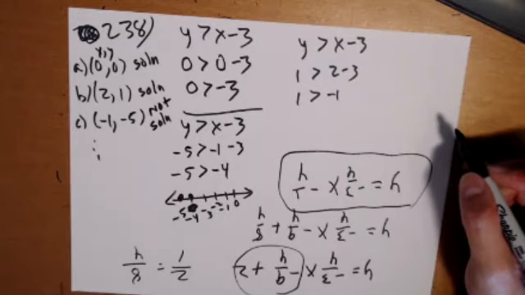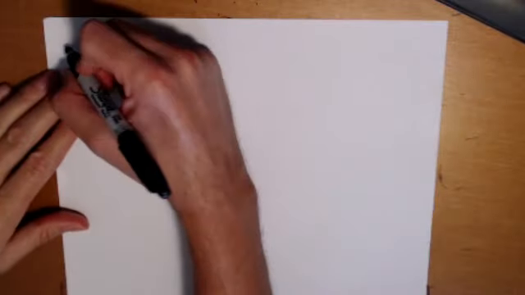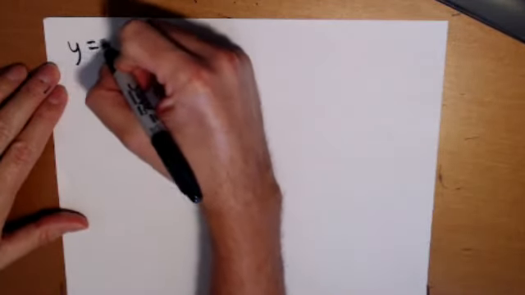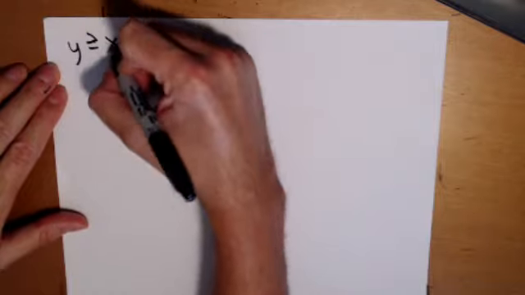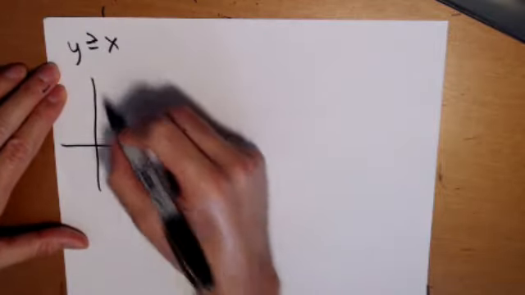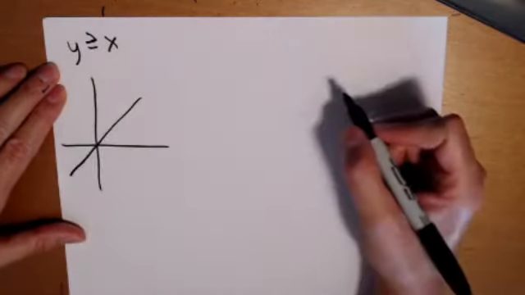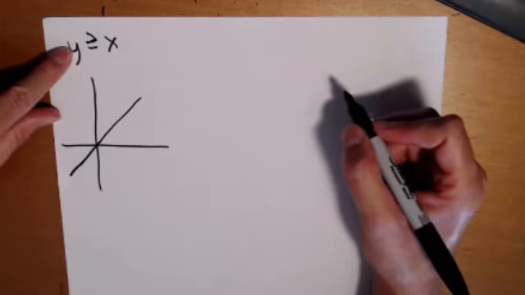And then we start graphing. Okay, graphing. Hopefully you've been practicing your graphing. Let me just graph something really quickly. Y greater than or equal to x. So y equals x looks like this, if it's just an equal sign. But they want the y values greater.